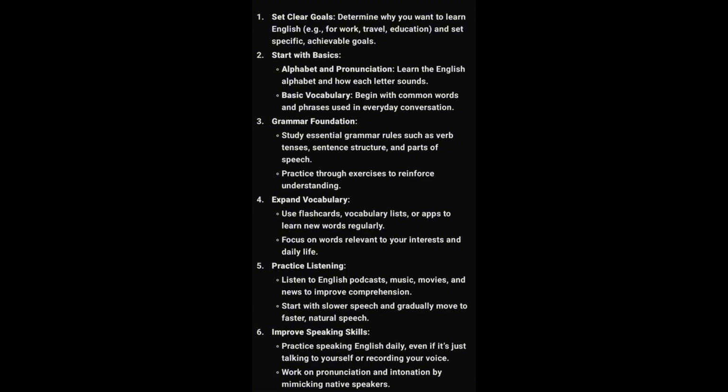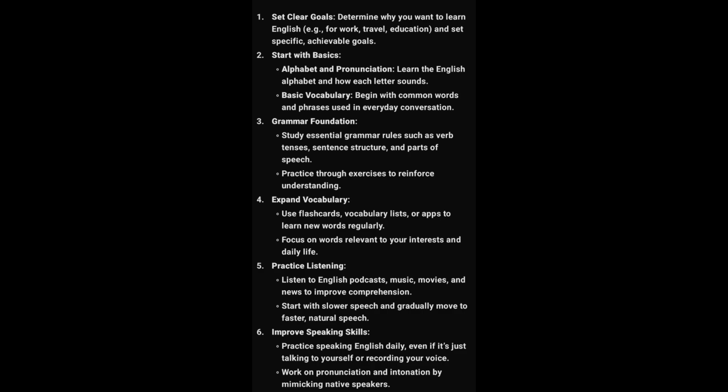Step number 5 is practice listening. Listen to English podcasts, music, movies, and news to improve comprehension. Start with slower speech and gradually move to faster, natural speech. It means you have to focus on listening as well, because before being a speaker, one must be a good listener, right? So just try to listen to podcasts and native speakers, and before you jump to the advanced level, just try to speak slowly, and day by day you can enhance your pace.